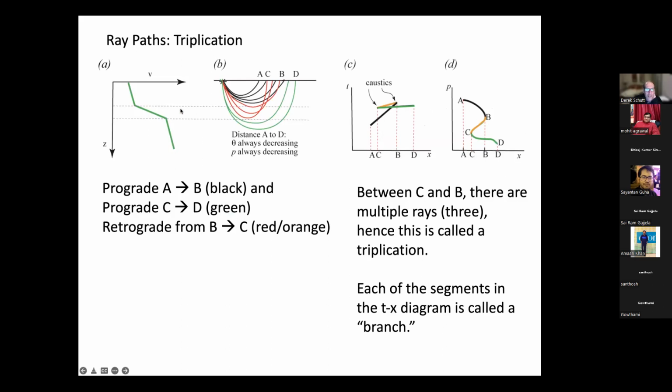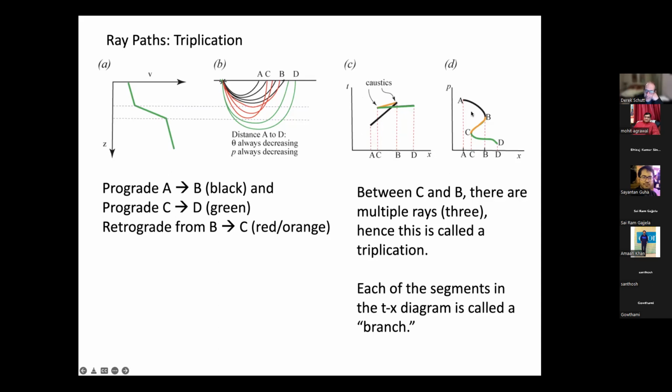So typically what we have is prograde motion from A to B. These are the rays that turn in this top layer. Prograde motion from C to D: this is prograde motion in this bottom layer, and the arrivals are C to D. And retrograde motion from B to C. These are arrivals that turn in this layer here. On a TX diagram, we get this triplication here. So A to B is prograde, C to D is prograde, and B to C is retrograde.